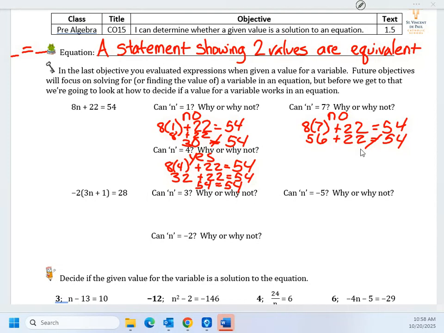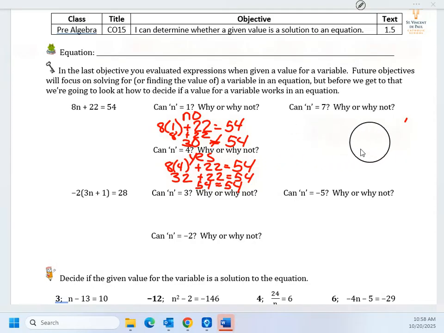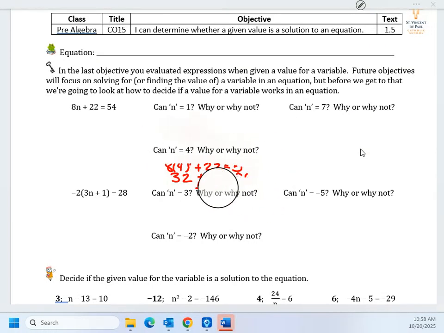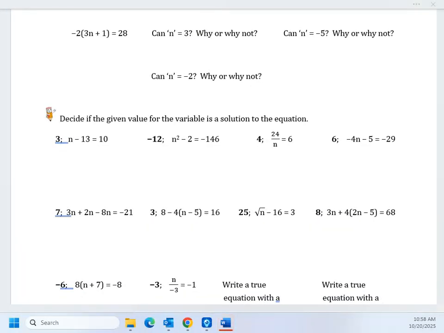So now let's look at our next one. Our next one is -2 times in parentheses 3n plus 1 equals 28. So can n equal 3? Elliot? Elliot says no. Let's check and see. We have to prove it.